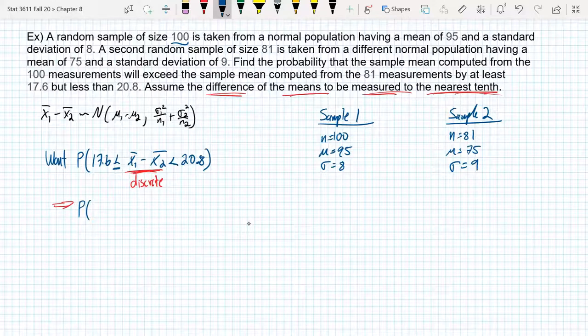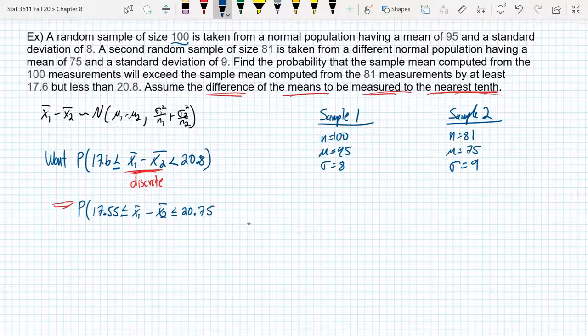Because this is discrete and we can round these to the nearest tenth, think about this. 17.55 would round to the nearest tenth, 17.6, which should be included. And then for strictly less than 20.8, 20.75 would round up, but 20.74 would round down here.